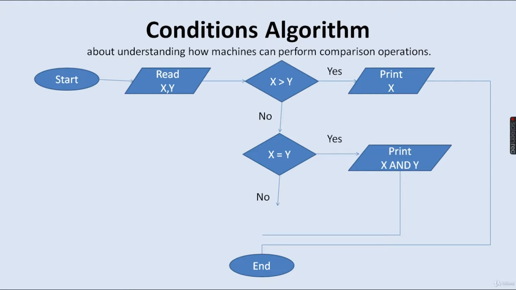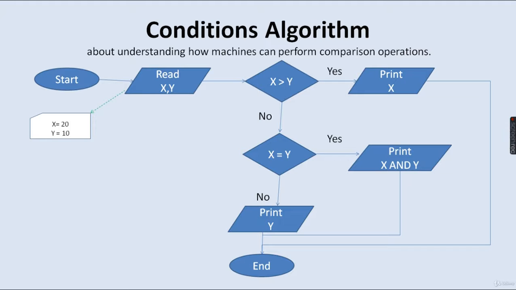If x is not equal to y and x is not greater than y, this means y is greater than x, so print y and end. So this is the condition algorithm that can be converted to what is called an if statement within any programming language, and Python makes no exception in that.